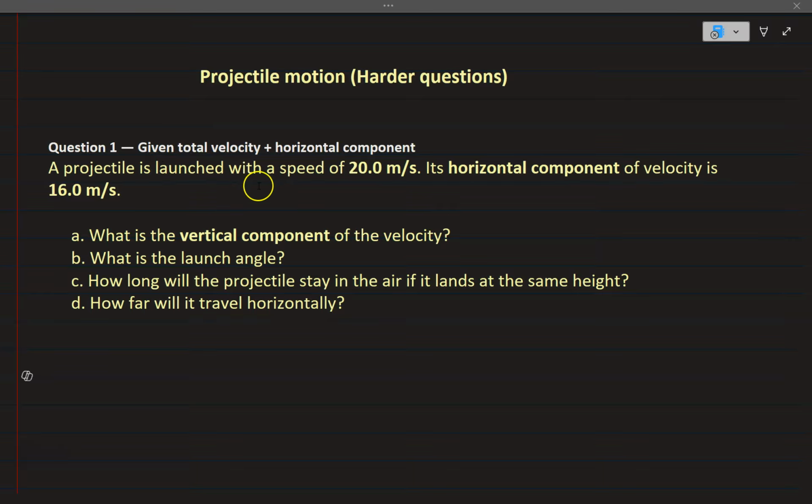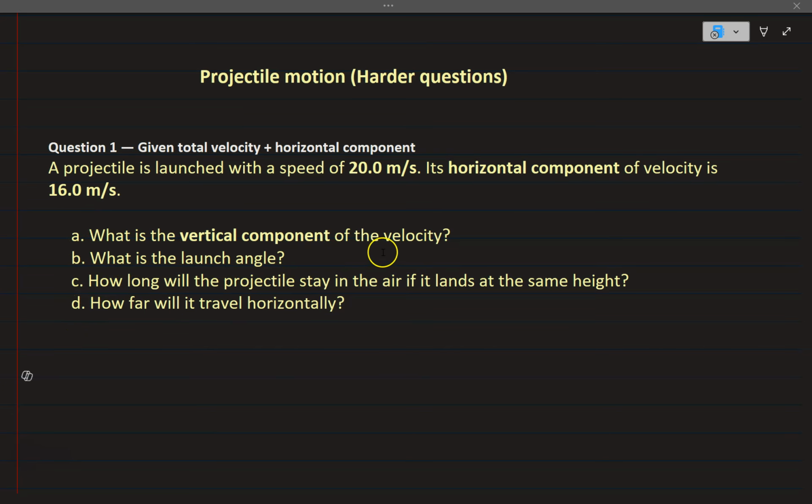Question 1. Here we are given the total velocity plus the horizontal component of the velocity, and then we have questions. A projectile is launched with a speed of 20 meters per second. Its horizontal component of the velocity is 16 meters per second, and then we have to go through and answer 4 parts to that question.